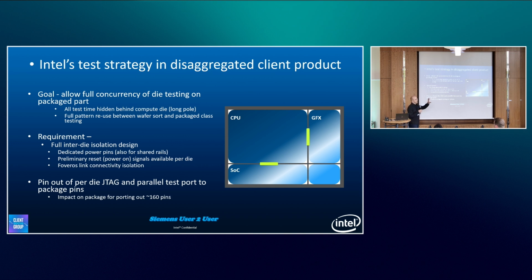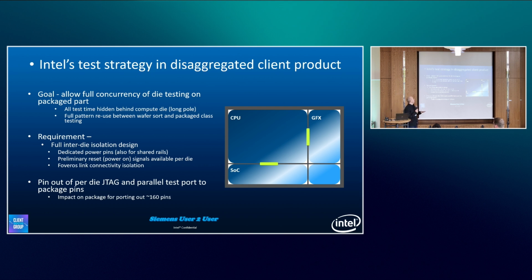This was critical in order to have zero dependency between the test programs. There are actually 3 test programs running here, or this was our goal. The second goal, once we do that, is to allow full pattern reuse between wafer sort and the package class testing. We might need a variant of HVM reset or a neat, but the actual pattern is going to run exactly the same. That was one of the goals: reuse of patterns, one-time validation. Same pattern runs on all our platforms.